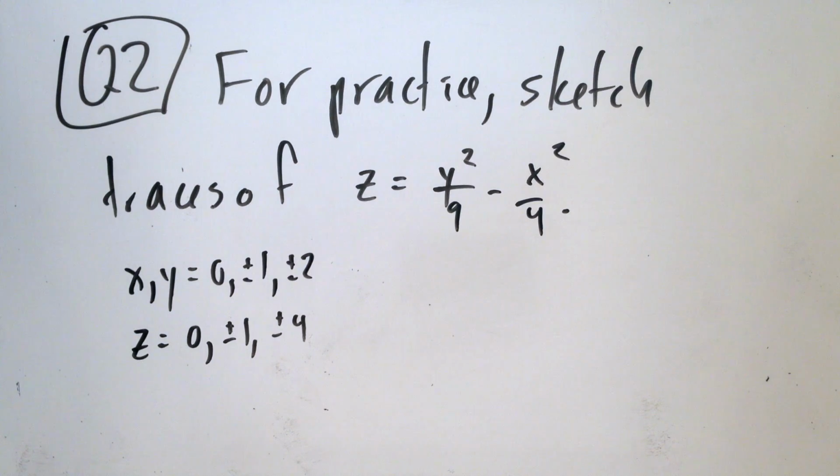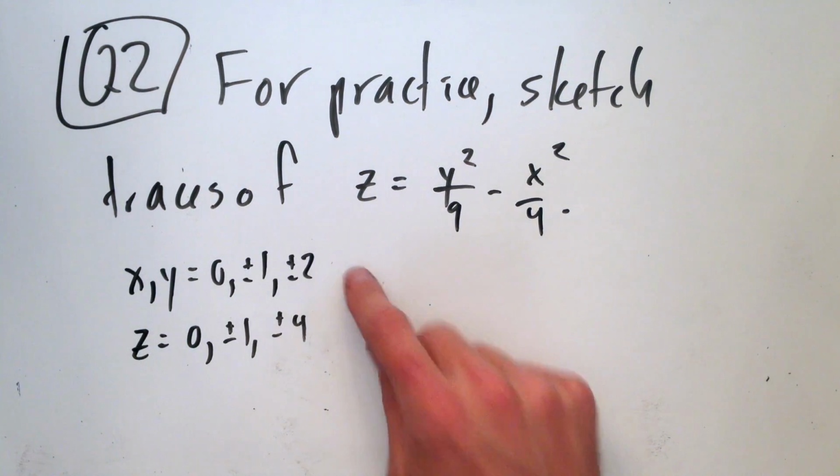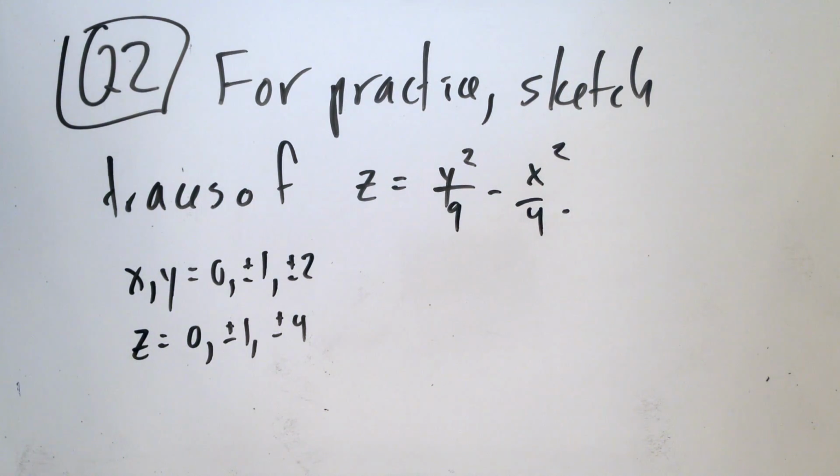So here's question 2, and this is just for good practice. Sketch the traces of this hyperbolic paraboloid that we were looking at: z equals y squared over 9 minus x squared over 4. Why don't you choose the traces where x and y are equal to 0, plus or minus 1, plus or minus 2. You'll realize something, which is that some of these traces are the same.